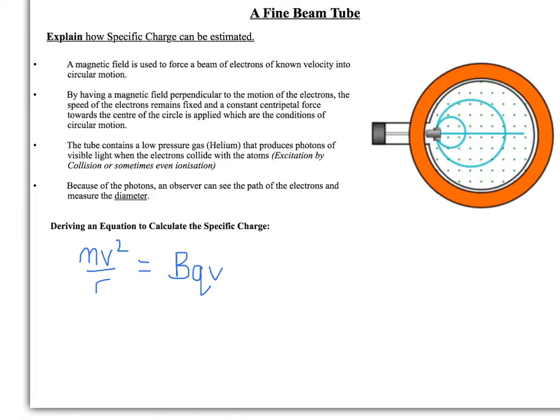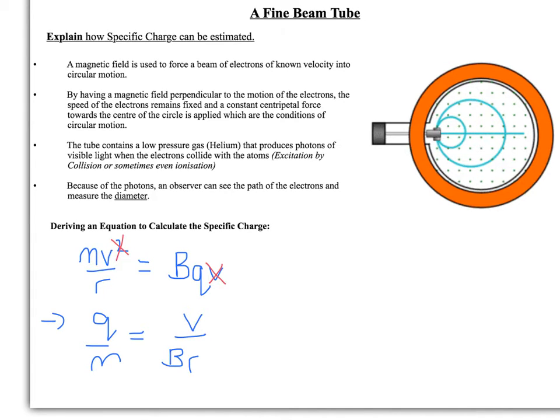So if we just do a little bit of simplifying here, let's get this into a form where we have q over m, so essentially we've taken the m across to the other side, is equal to v divided by Br. And remembering this is a little v because it's the velocity.